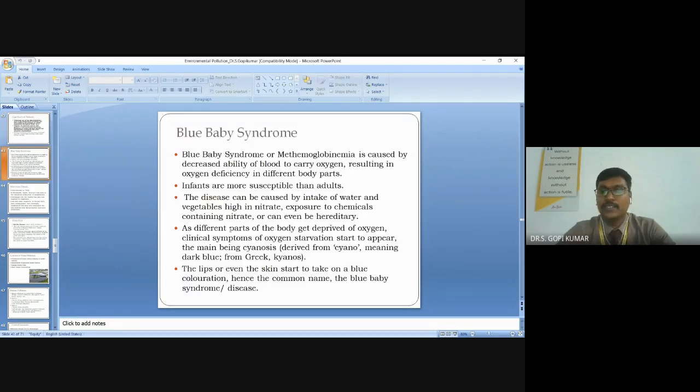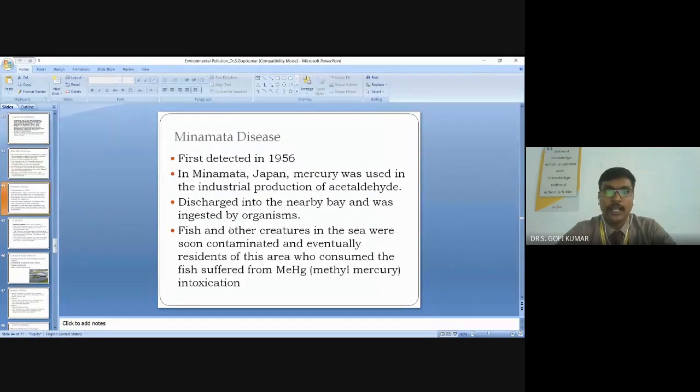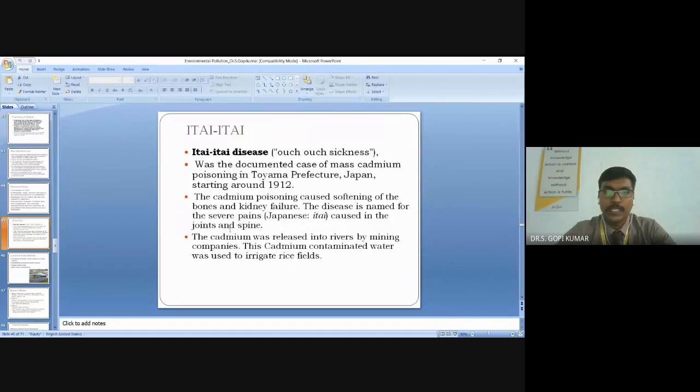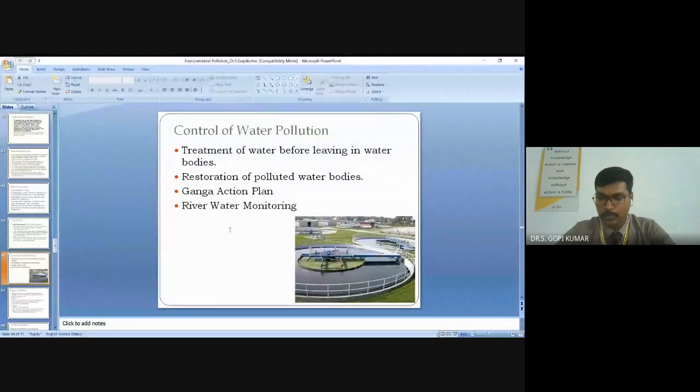And other diseases based on water or water pollution are blue baby syndrome and Minamata disease, which was first detected in 1956. And Itai-itai disease, otherwise called ouch-ouch sickness, was first identified in Japan in 1912. So now we are discussing some of the water-based pollutants which are affecting living beings.